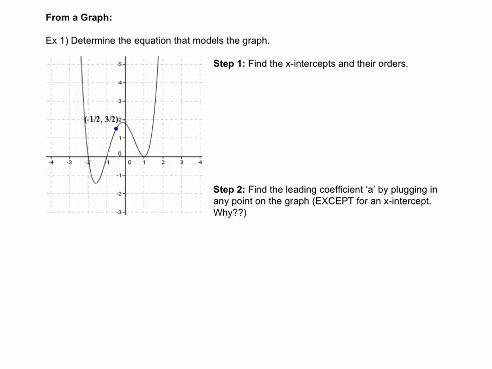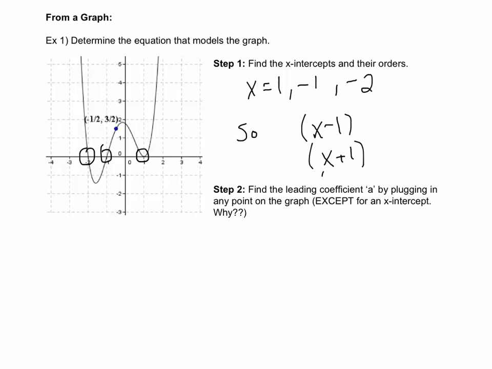The first step when you're finding the equation of a polynomial from a graph is to find the x-intercepts and then find their respective orders. If we take a look at our graph, we have an x-intercept at 1, another one at -1, and our last one at -2. If we were to write those as factors, the first one would be x minus 1, our second one would be x plus 1, and our last one would be x plus 2.